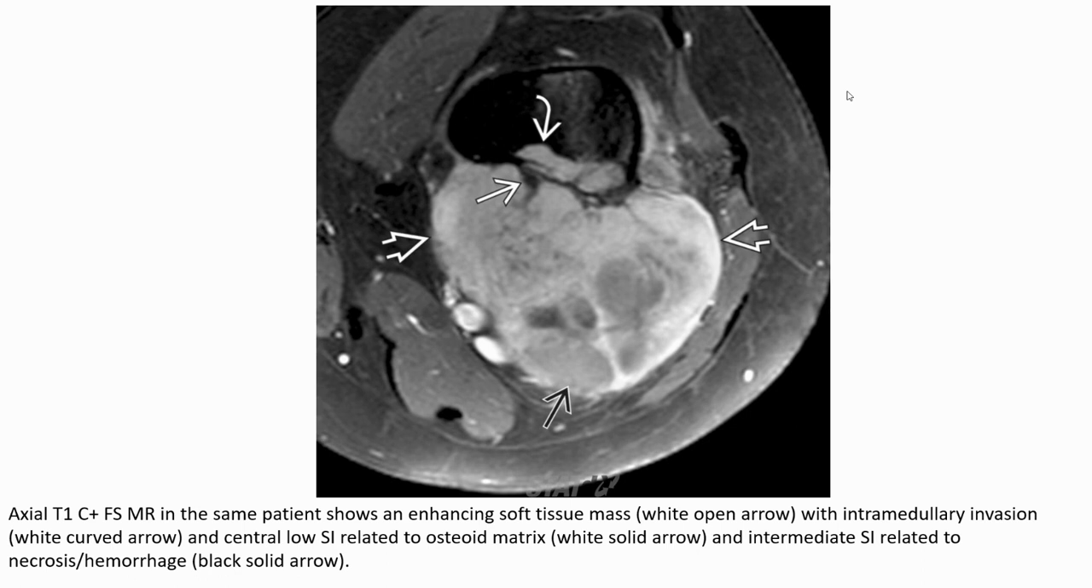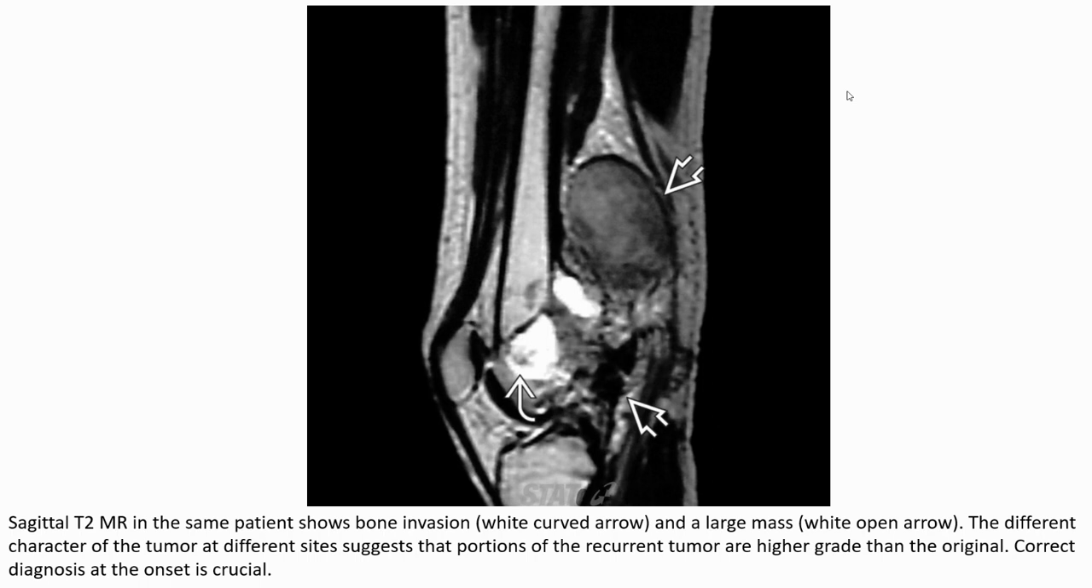T1 contrast: MR in this patient shows an enhancing soft tissue mass with intramedullary involvement and central low SI related to osseous matrix and intermediate SI related to necrosis or hemorrhage. T2 of the patient's recurrence and enlargement: the different character of the tumor at a different site suggests that portions of the tumor are higher grade than the original. Correct diagnosis at the onset is crucial.